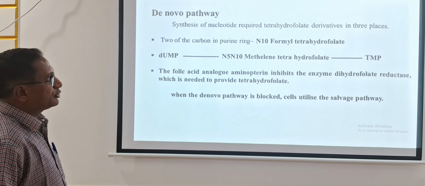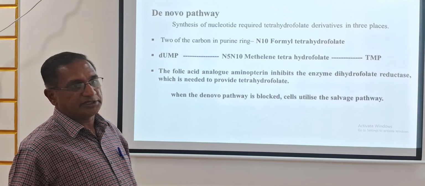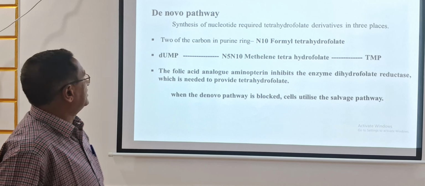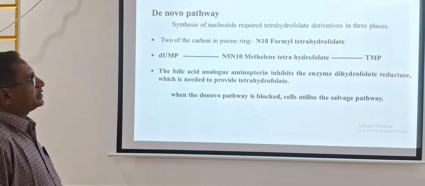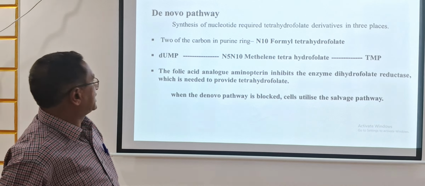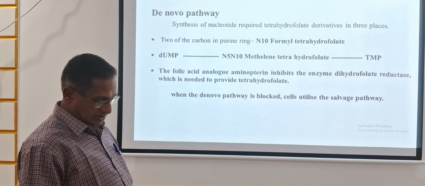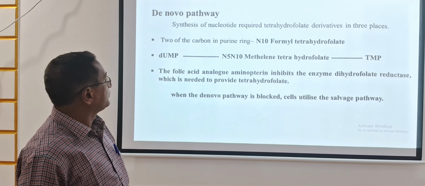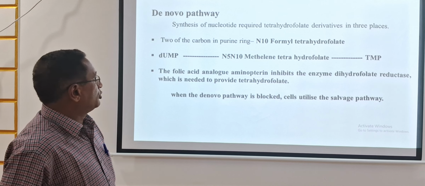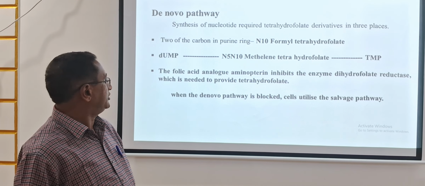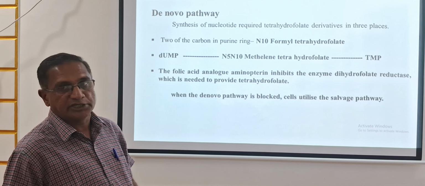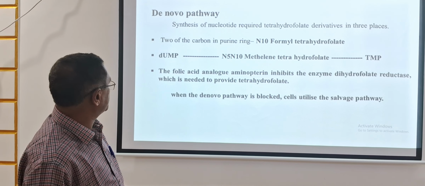This tetrahydrofolate is required in 3 places. At the first 2 places, two of the carbons in the purine ring are provided by N10 formyl tetrahydrofolate. Then methylene tetrahydrofolate is involved in the conversion of deoxyuridine monophosphate into thymidine monophosphate.